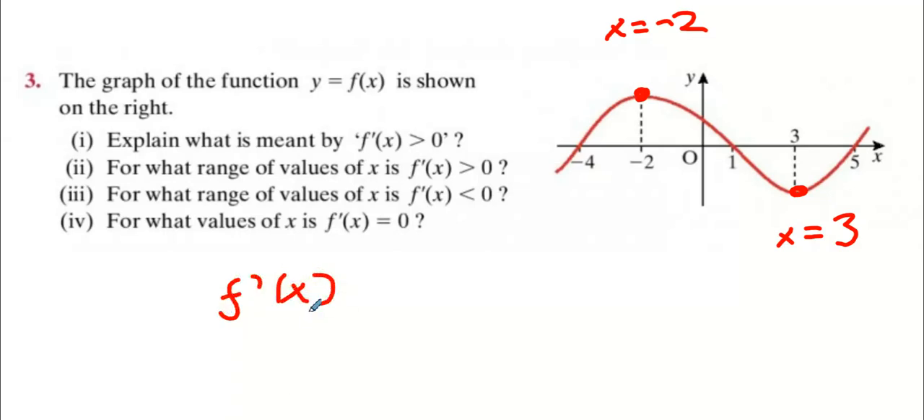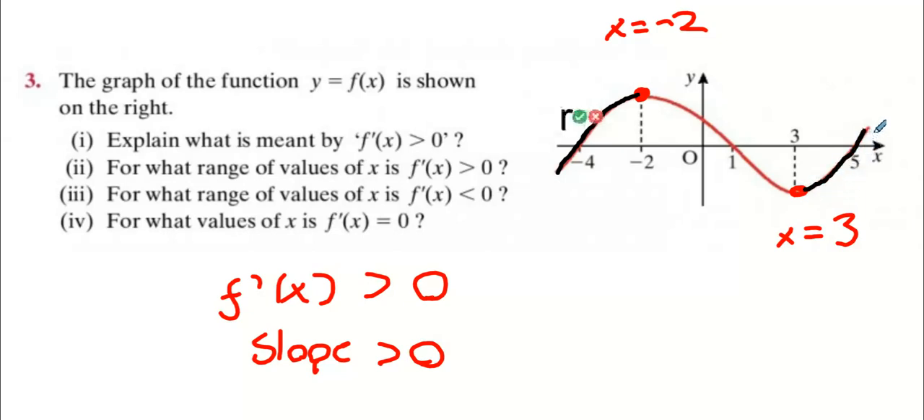F dash x is the first derivative, right? And it has to be bigger than 0. So I think what it's asking us for is, when is the slope bigger than 0? Out of interest, when is the slope positive? Slopes are positive when you're going upwards. So the black region here, that's a positive slope. And this black region here, that's also a positive slope. Does that make sense?